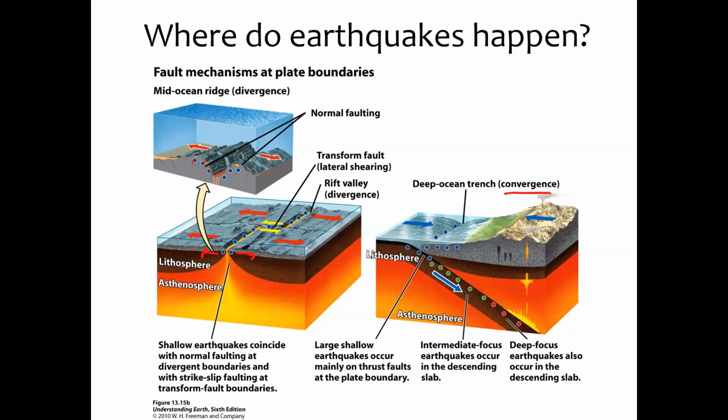Whereas at a convergent boundary, with an oceanic plate subducting, you can have shallow earthquakes, you can have intermediate depth earthquakes, or you can have very deep earthquakes. And these can be weak or they can be very, very strong.